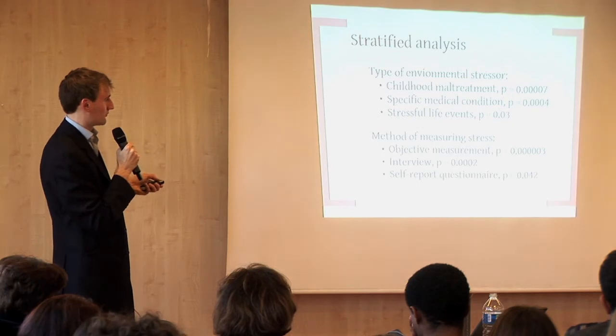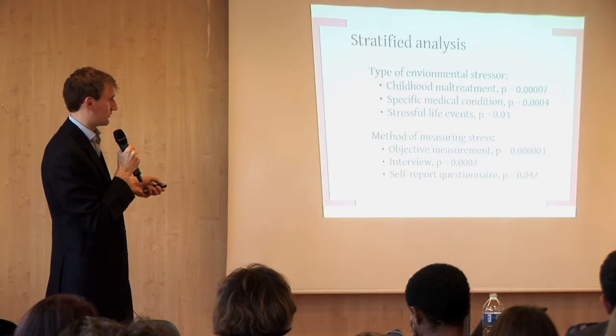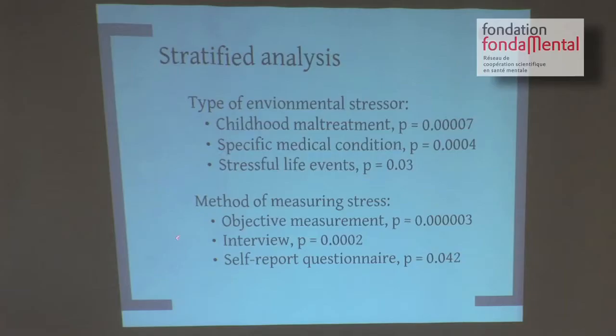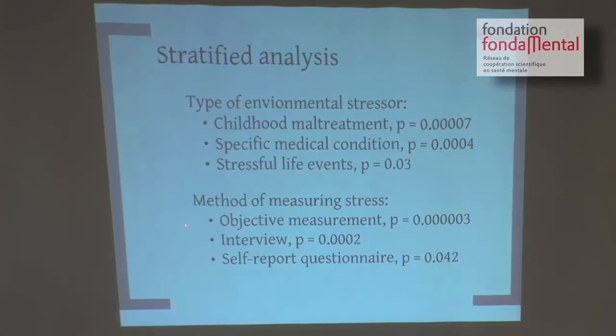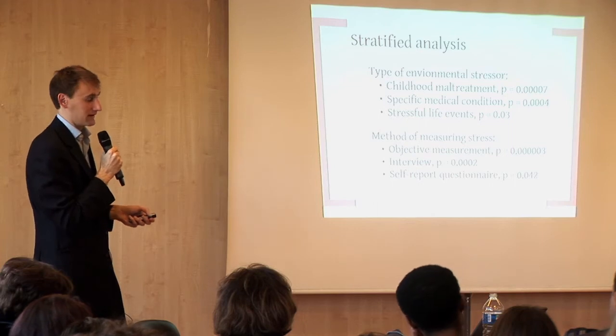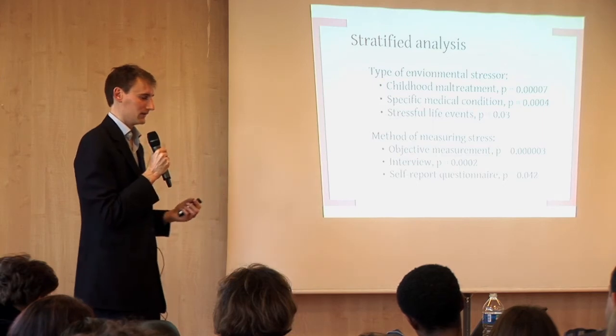And then they performed a stratified analysis to see if the type of environmental stressor used moderated the ability to detect a significant difference. And in those that studied childhood maltreatment, they found this p-value. In contrast, those that studied stressful life events found less of a significant difference. And again, the method of measuring stress seems to matter. So those that use an objective measure had a strong p-value here, whereas those that use a self-report questionnaire tended to be less significant. So again, how you measure the early environment seems to be of critical importance.